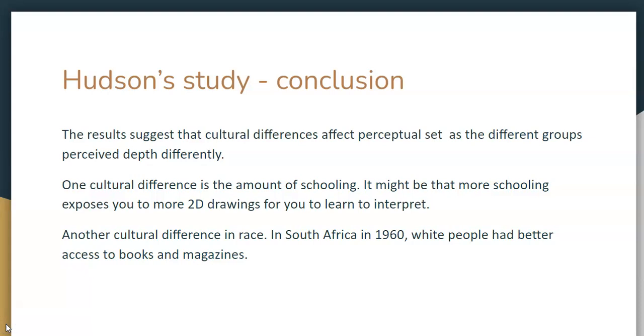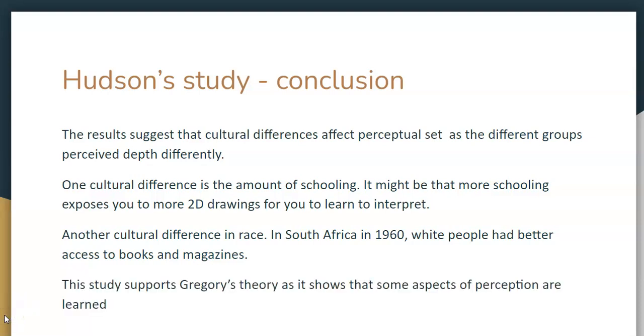Another cultural difference is race. If you think 1960 in Africa, when this study was actually conducted in South Africa, white people had far more access to books, magazines. They would have seen far more 2D drawings. And again, they would have learned to interpret them. But it supports Gregory's theory that some aspects of perception are learned. Because the different groups all use these depth cues differently, it suggests that it's not something we're born with.